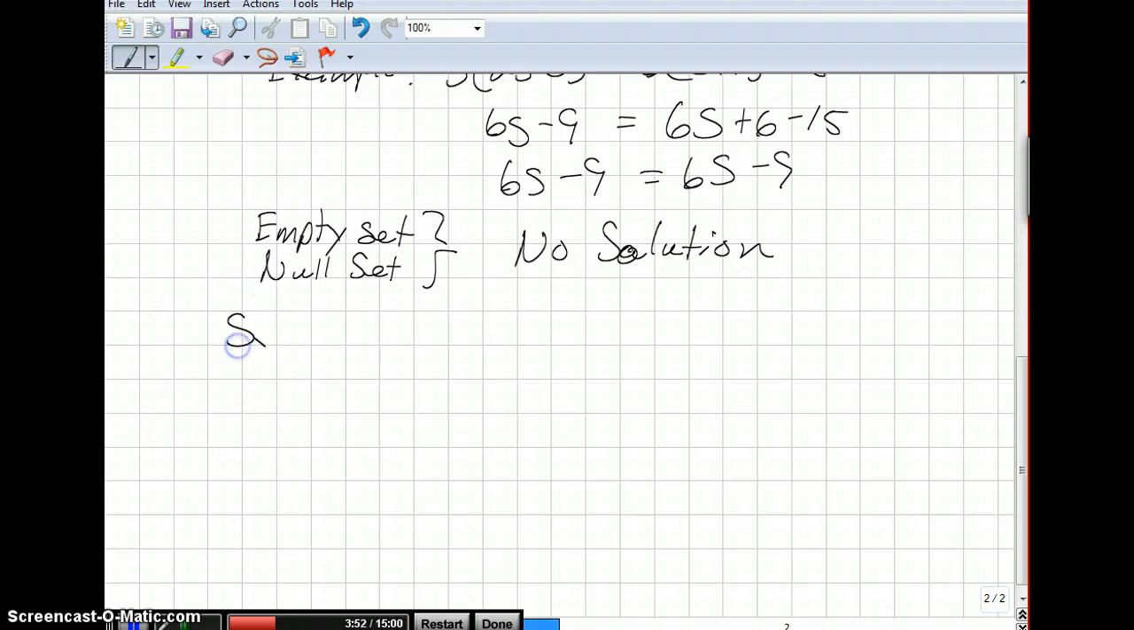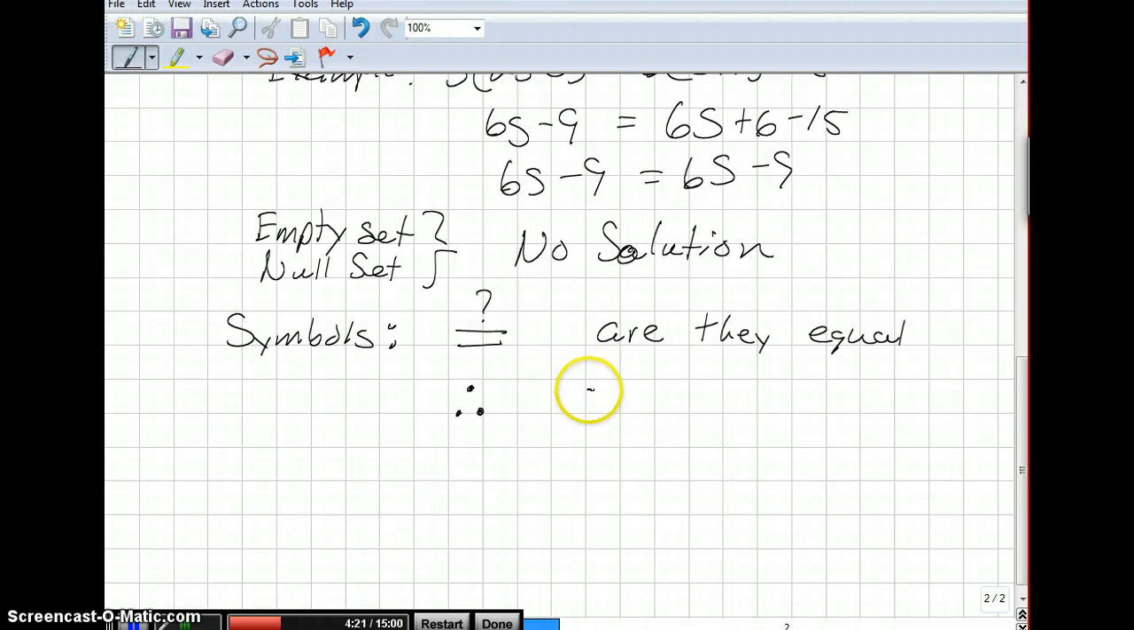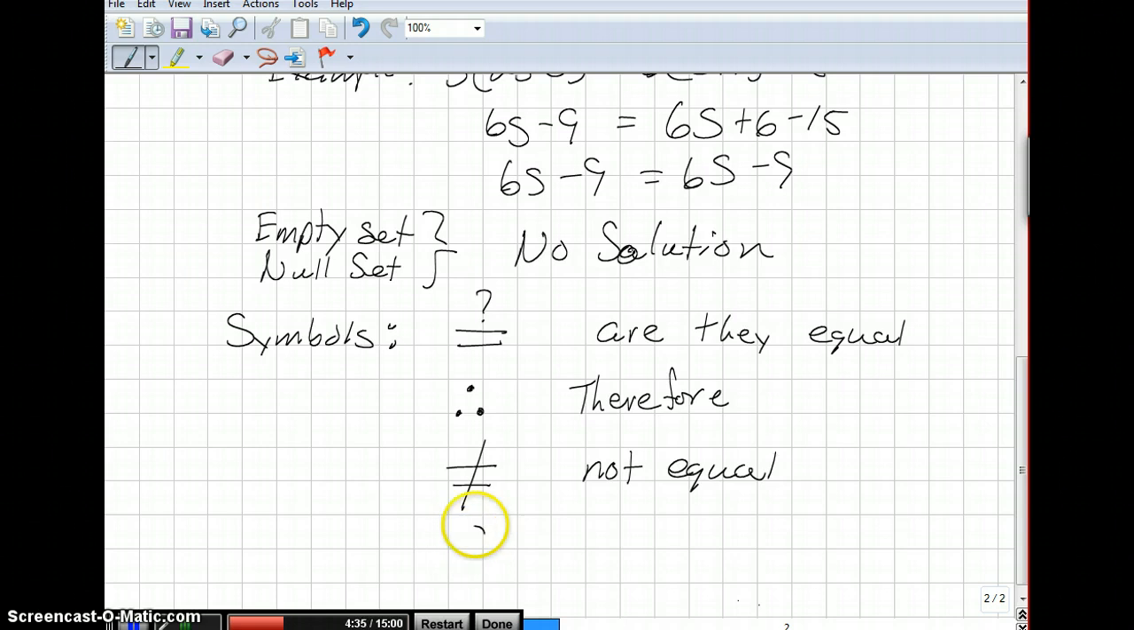Okay. Then we have some symbols. An equal sign with a question mark over it is asking, are they equal? In other words, is it true that they're equal? A pyramid or triangle of 3 dots is translated as therefore. And of course you know an equal sign with a slash through it means not equal. And a 0 with a slash through it means empty set or null set.